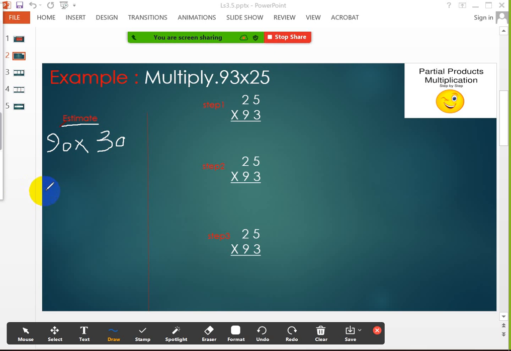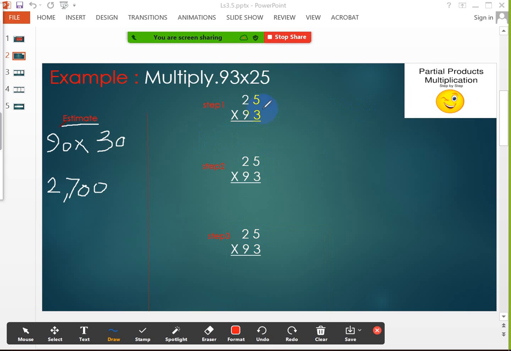Okay, 90 multiply 30 equals what? 9 multiply 3 equals 27. And I have to put 2 zeros next to the answer. So it will be 2,700. Now let's see how I will use regrouping to multiply the numbers and to find the exact answer.